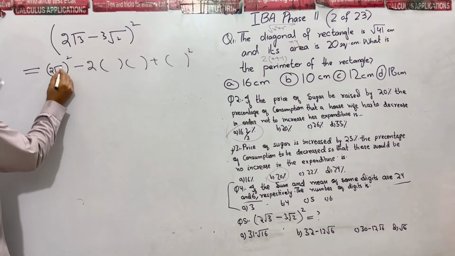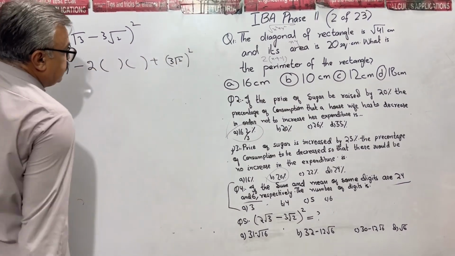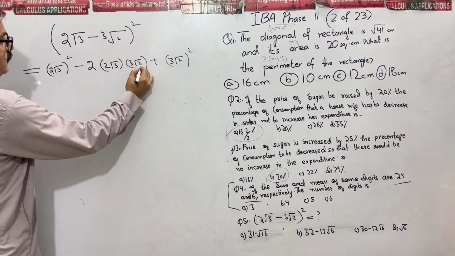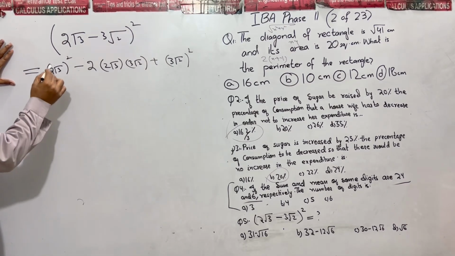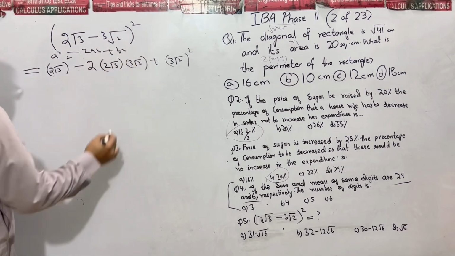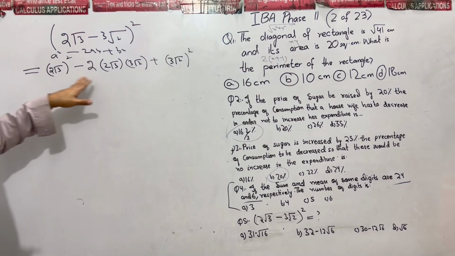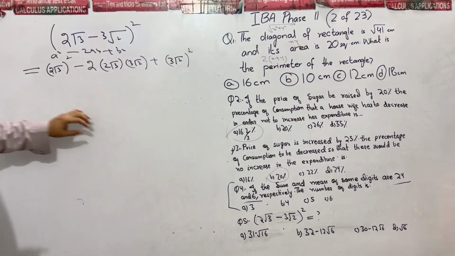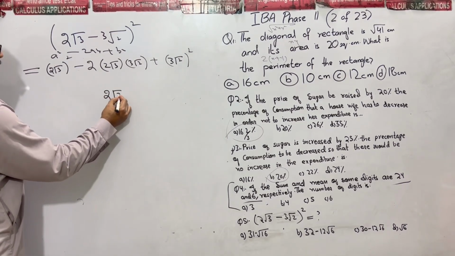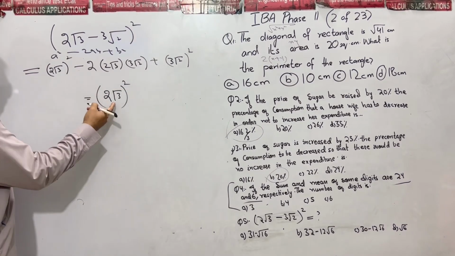In the first parenthesis, write 2 times root 3. In the last, 3 times root 2. First one, 2 times root 3, second, 3 times root 2. That's the strategy. That's our a square minus 2ab plus b square. I have sorted out that's our a, that's our b. Plug in the values: a square, b square, minus twice a into b. It is easy enough, but students feel a bit of hesitation here.